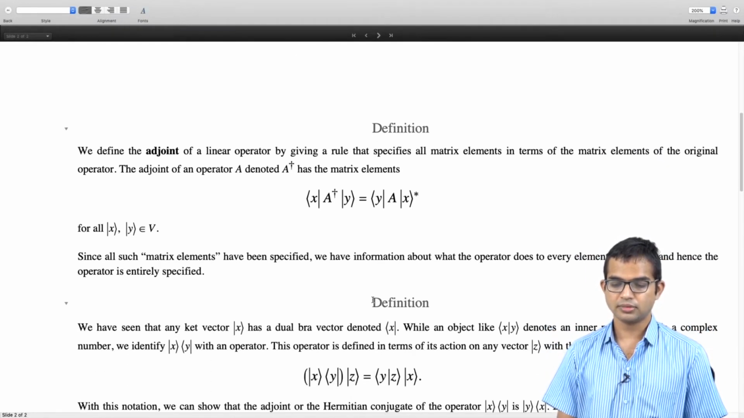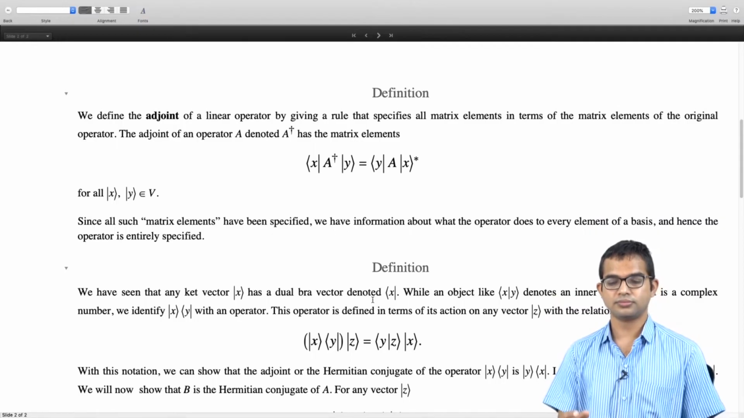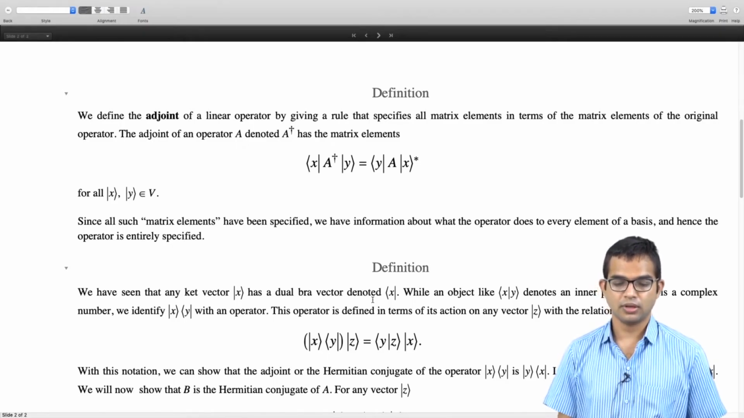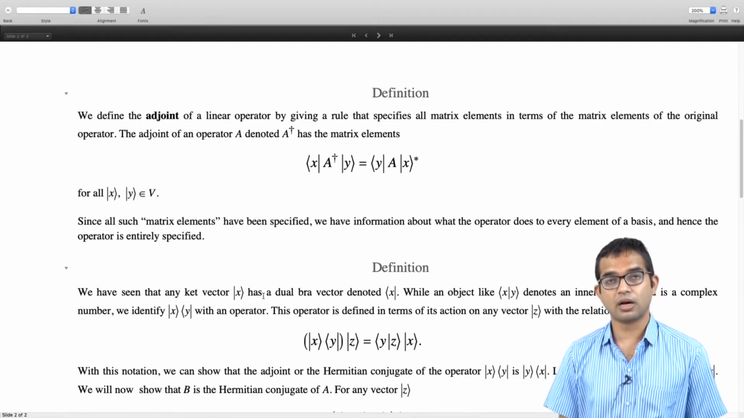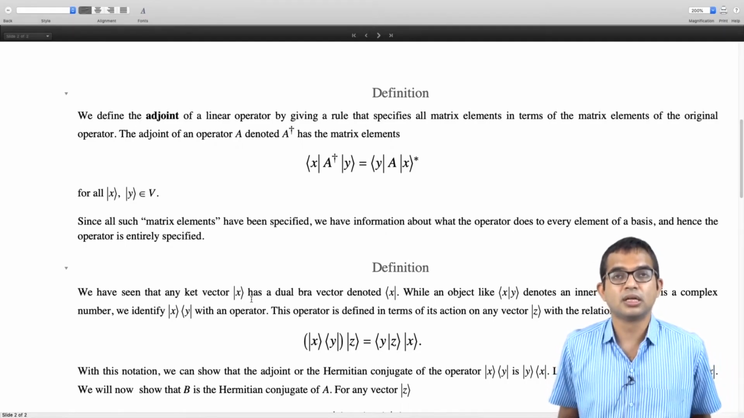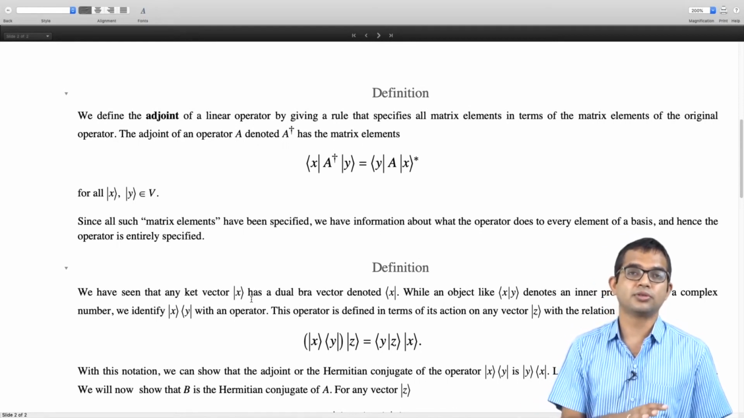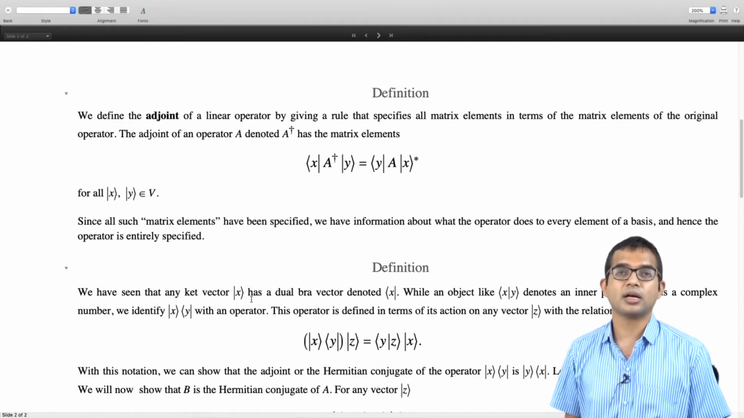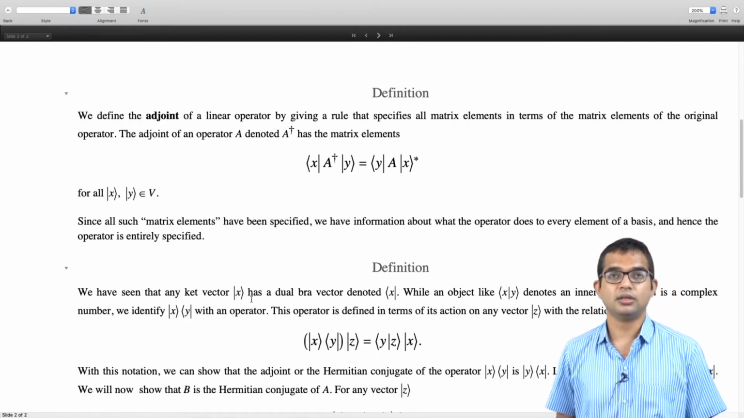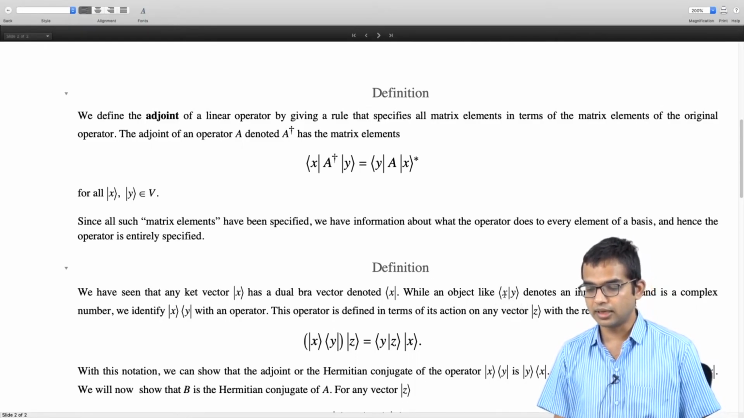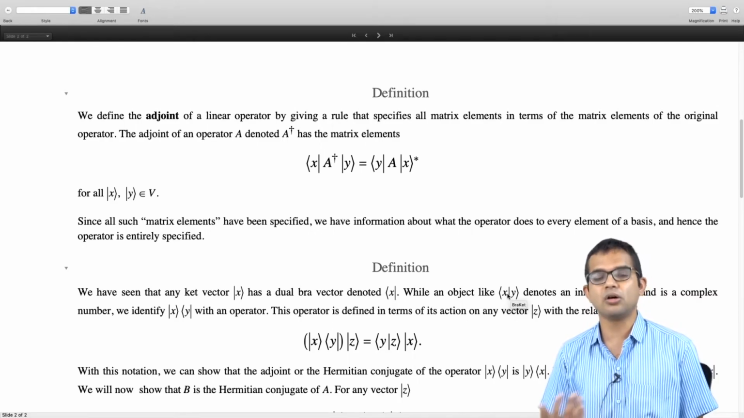So let's look at the notion of taking a ket vector and a bra vector, where the ket vector appears first and then the bra vector appears later on. We have seen that if you take the inner product of two vectors, we write it with the bra vector appearing first and then the ket vector later on. Every ket vector has a dual vector in the bra space. And so we have seen that an object like the inner product ⟨x|y⟩ is a complex number.